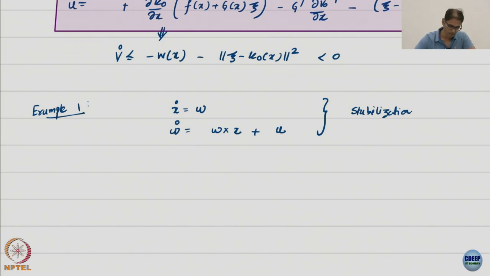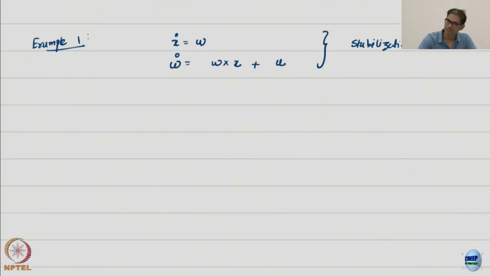Okay, this is a relatively standard structure. Typically you will see this kind of structure in rotating systems. And this term would usually be here. But I have sort of switched it because otherwise it becomes a slightly tough example. We can look at the tougher one also later, but for now let's look at this.